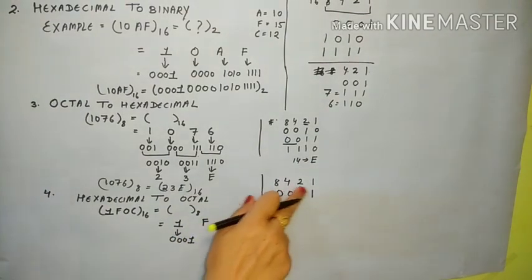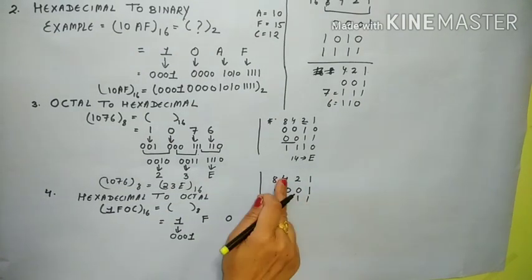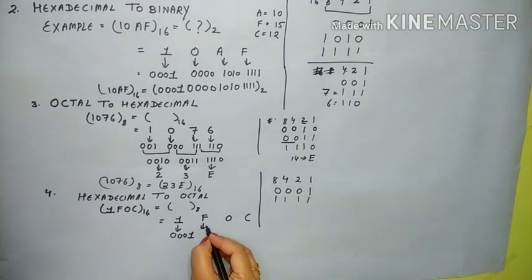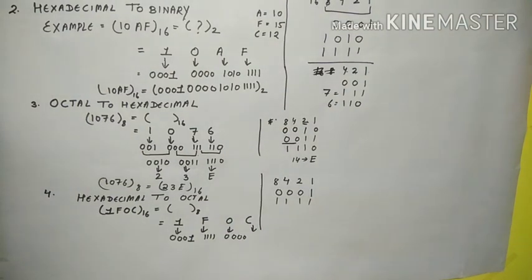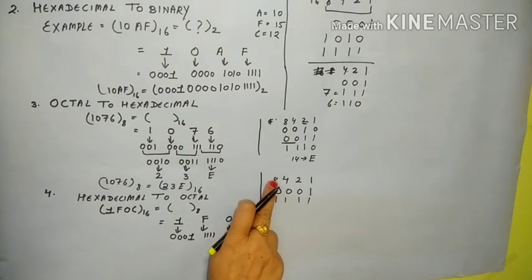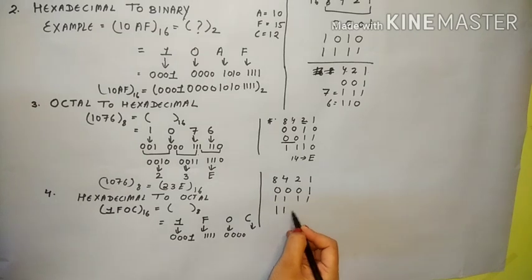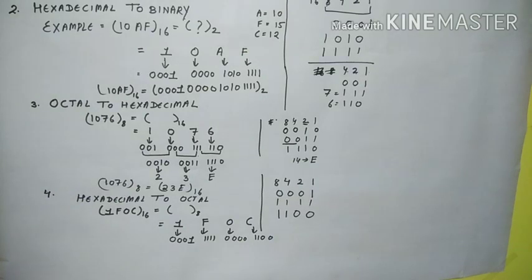F is equivalent to 15. How can we get 15? By putting all of these as 1. 8 plus 4, 12, 13, 14 and 15. So the equivalent value for F is 4 times 1. For 0, 4 times 0, and for C, as I told, it is 12. So for making 12, which 2 bits we need to put to 1? 8 and 4 only. Rest of the bits will be 0. So the 4-bit binary representation is done.